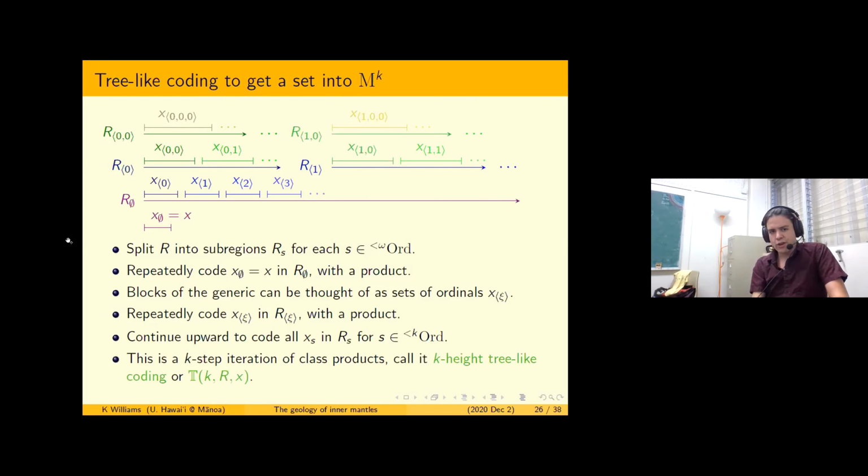Okay, and you can arrange things because these separate codings are independent. They're just products. So you can think of this as a k-step iteration of class products. I'm going to call it k-height tree-like coding, and we can tag it with the height, the region, and the set we're coding. Okay. Questions about this coding forcing before I talk about its properties?